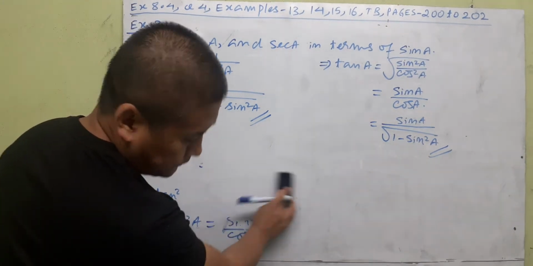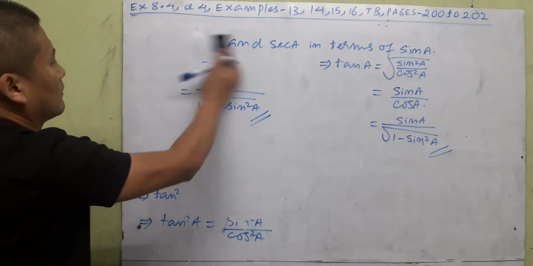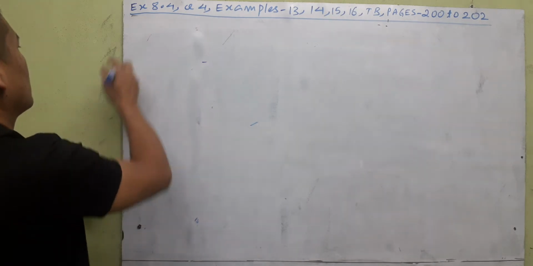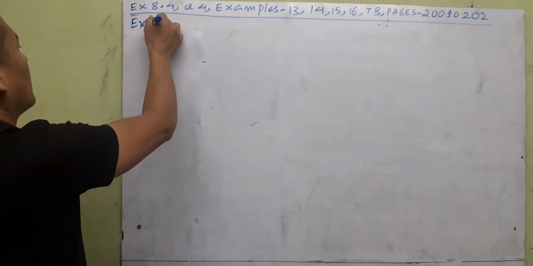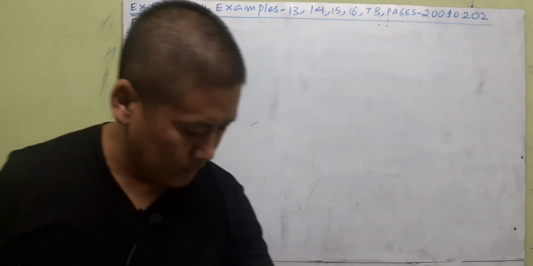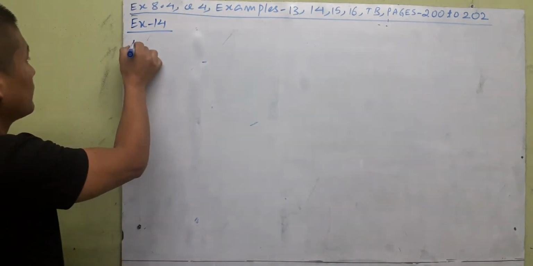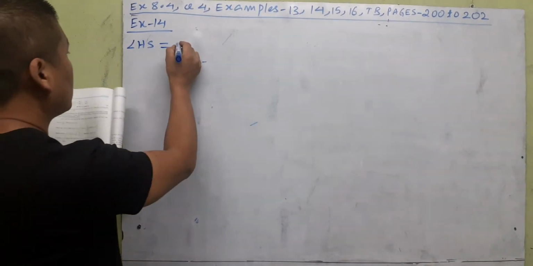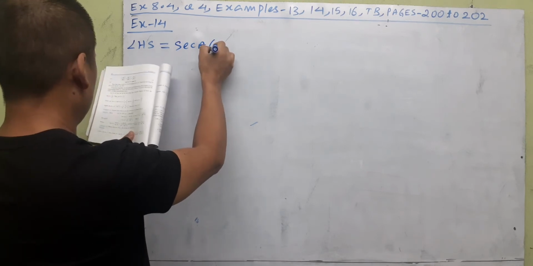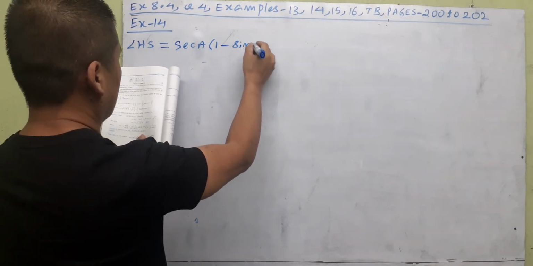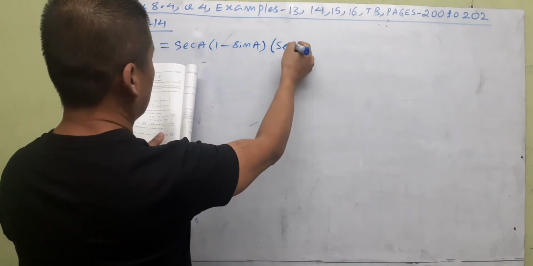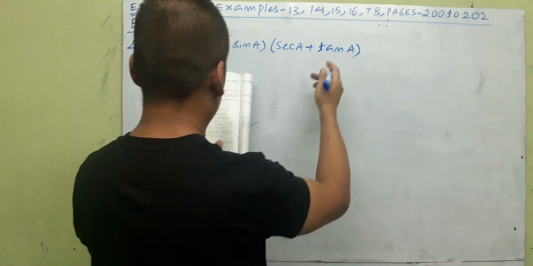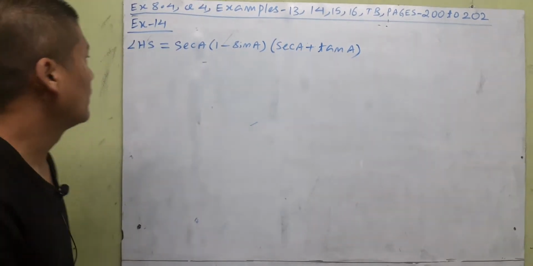Let us go to example 14. Prove that sec A into 1 minus sin A into sec A plus tan A equals 1. Let us take the left hand side, which looks more complicated. We have to prove this is equal to 1. The right hand side is 1.